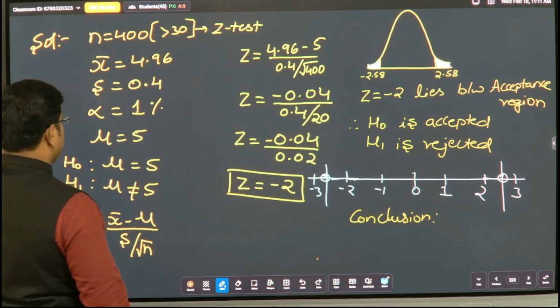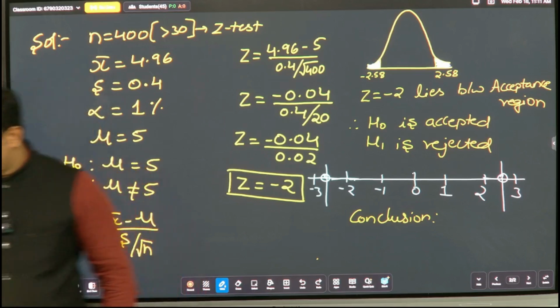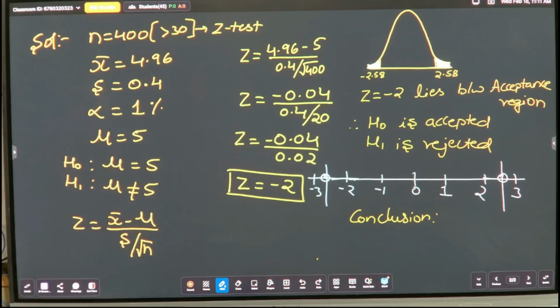How to write this? Conclusion. Average is not equal to... no. H naught is accepted. Conclusion: the average weight of tins of Vanaspati is equal to 5 kg.